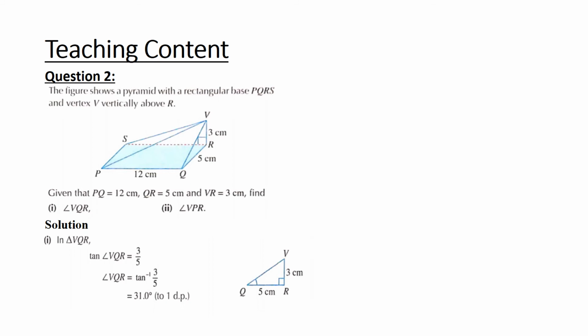For the angle VQR, consider the triangle VQR. It's a right angle triangle with its base 5 cm and perpendicular 3 cm. So you can apply the simple trigonometric ratio over here. Tangent of angle VQR is the ratio of perpendicular over base, that is 3 over 5. And angle VQR will be equal to tangent inverse 3 over 5. Find the angle with the help of calculator. You will get it equal to 31 degrees.